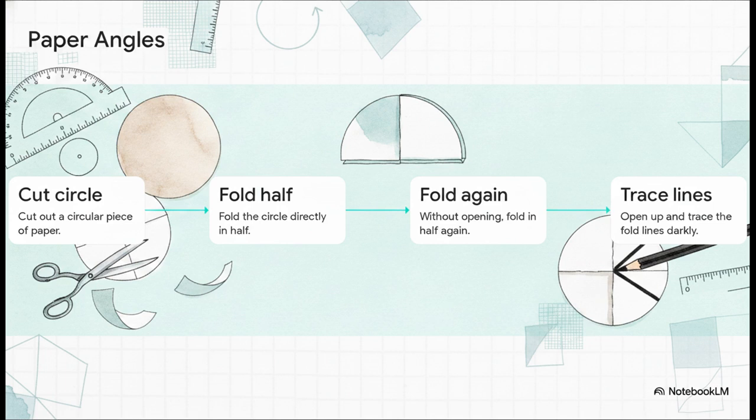Fold that circle exactly in half so you get a semicircle. Now, without opening it up, fold it in half one more time, making sure those outer edges line up perfectly. Press down firmly, get a really sharp crease. Finally, unfold the whole thing, lay it flat, grab a ruler and a dark pencil, and trace right down those straight, intersecting fold lines in the middle.